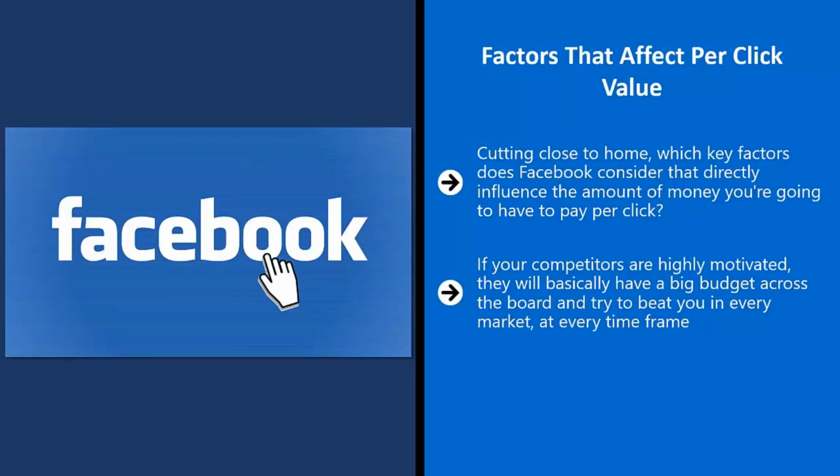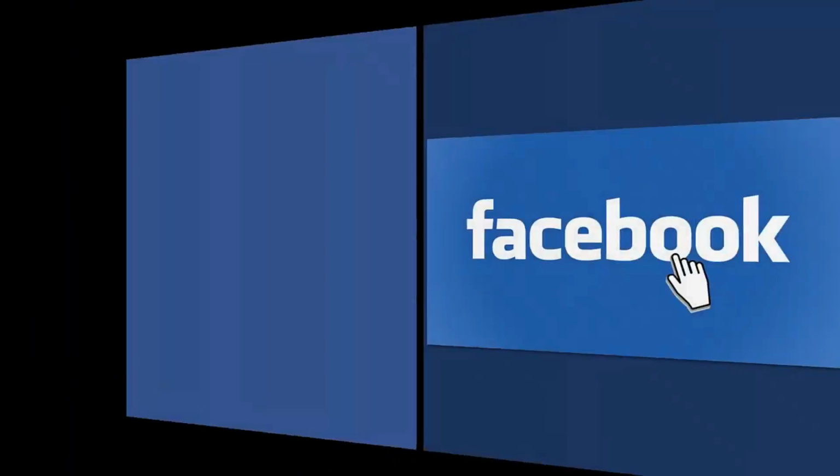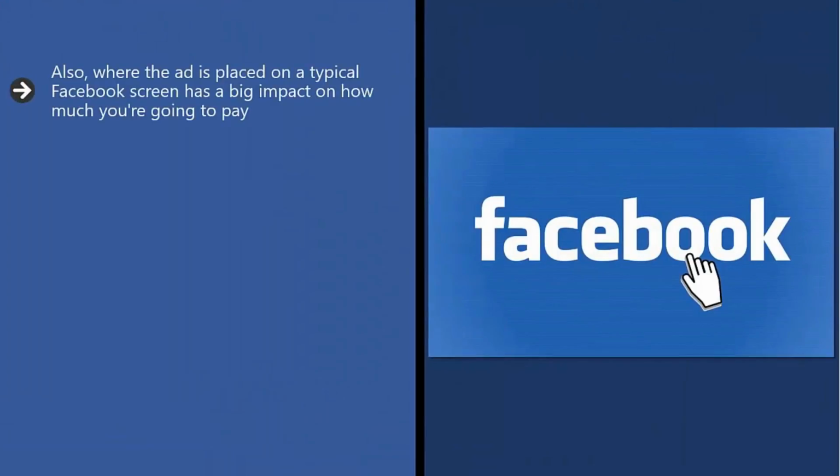However, with everything else being equal, the most important factor that affects pricing is the country of origin of the traffic. Other key factors that affect your per-click rate is the type of audience you're looking for. If there are a lot of advertisers competing over that same audience demographic, expect to pay a lot more. Also, where the ad is placed on a typical Facebook screen has a big impact on how much you're going to pay. The more prominent the ad, the more expensive it would be. By prominent, I mean that these are parts of the screen that people normally click on.